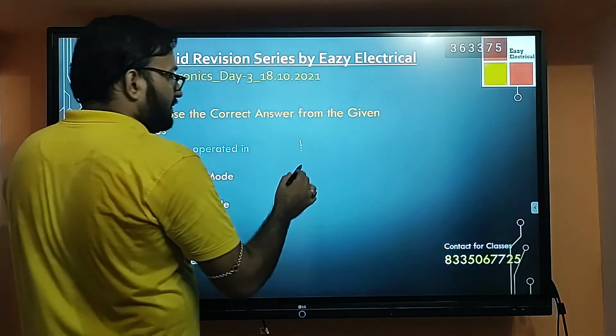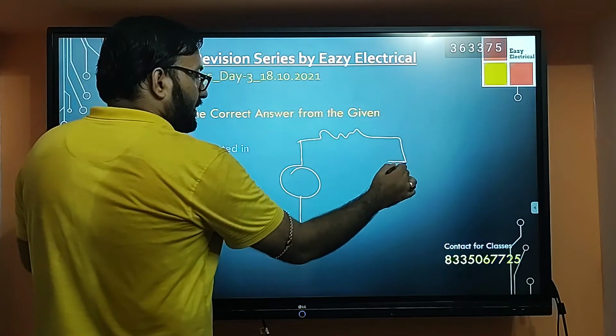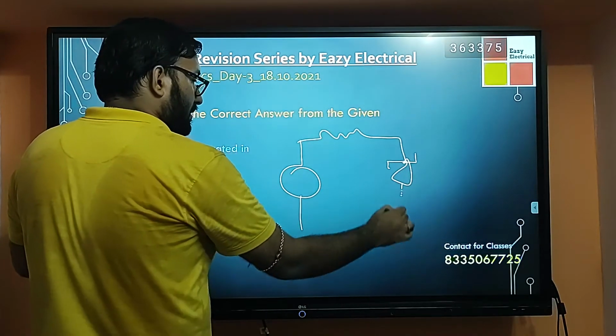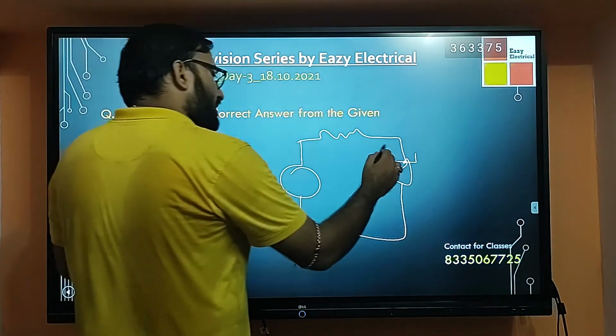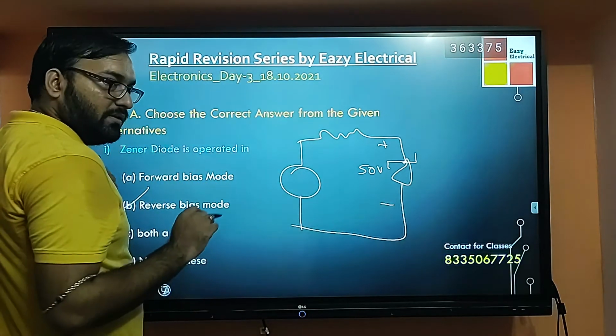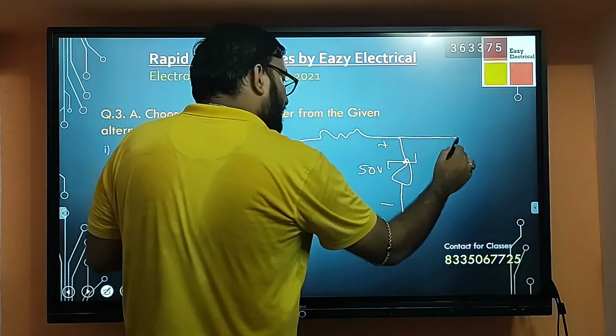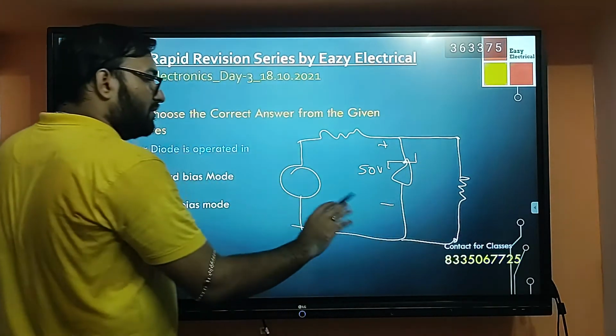Suppose I am drawing a simple figure. Suppose this is a source having a resistance. Now I have connected a Zener like this, and a certain resistance I have connected. Whatever voltage is written across this Zener, suppose 50 volt or 60 volt, this voltage will be fixed across this diode. You cannot change the voltage. The voltage will remain fixed across the load.